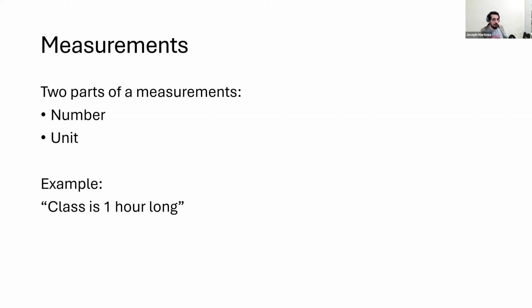This is much different than a number associated with a different unit, right? If we say class is 1 minute long, same number, well, that's a lot different than 1 hour long, which is a lot different than 1 day or 1 year, right?